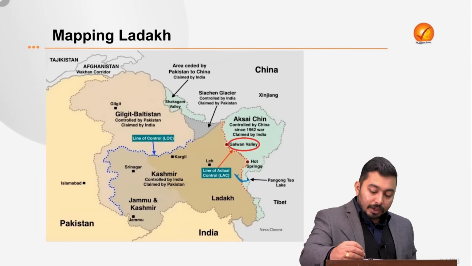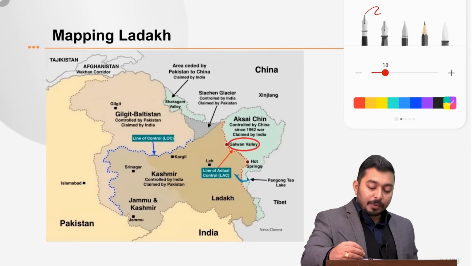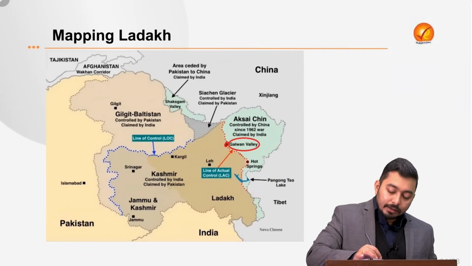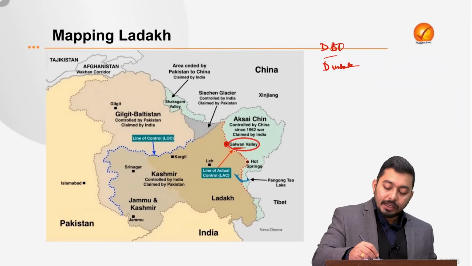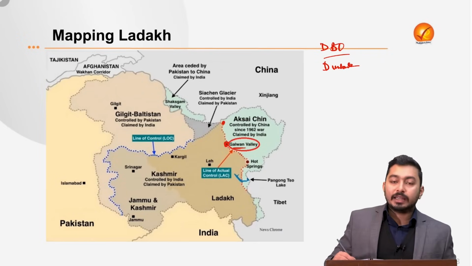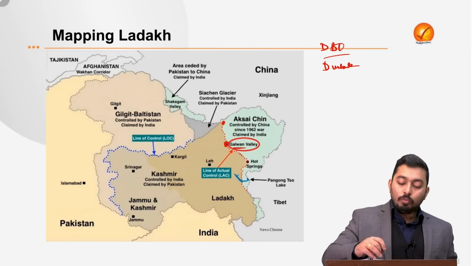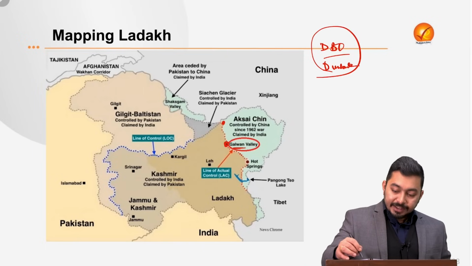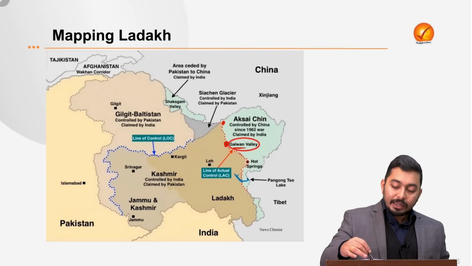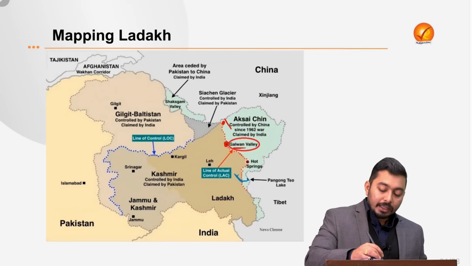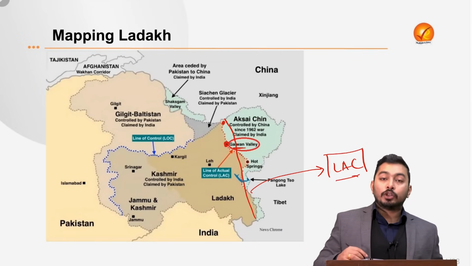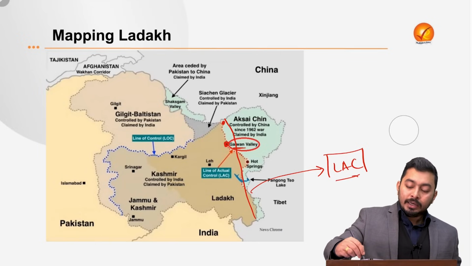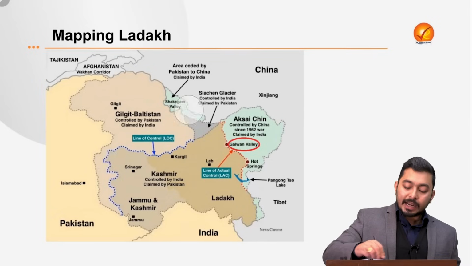Now, if you are looking at the conflict which happened in the Galwan Valley, so this is the region of Galwan Valley, and it happened because of Durbuk and Daulat Beg Oldi. So Daulat Beg Oldi is the last point that we control. So Daulat Beg Oldi and Durbuk. So this road, DSDBO road, it was the bone of contention between India and China all along, and this is called what? The LAC, line of actual control, because we tend to agree with the McMahon line, but China doesn't agree.